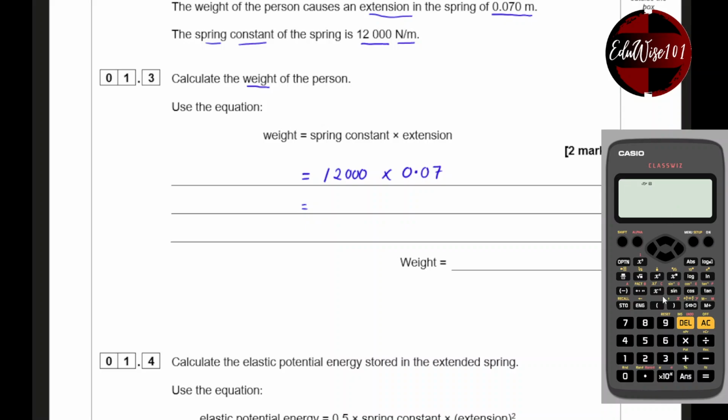Right, so 12,000 multiplied by 0.070, and that gives you 840 Newton.